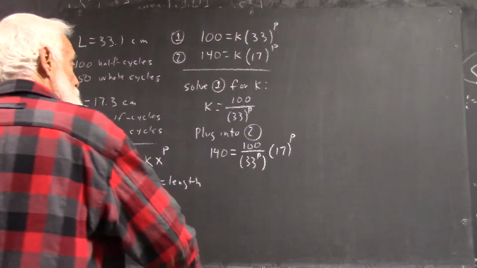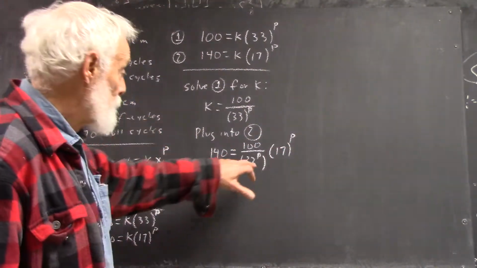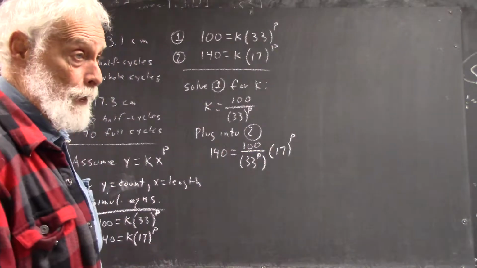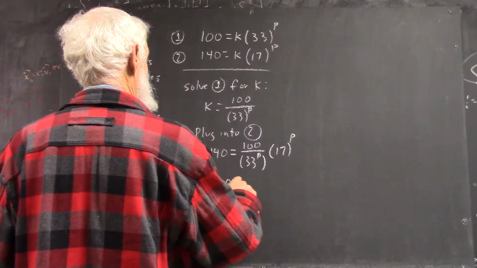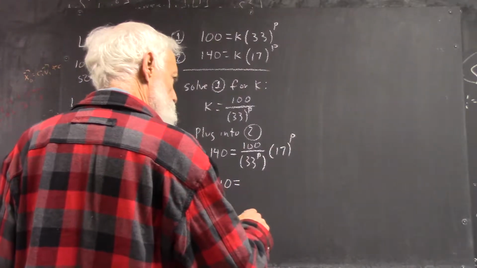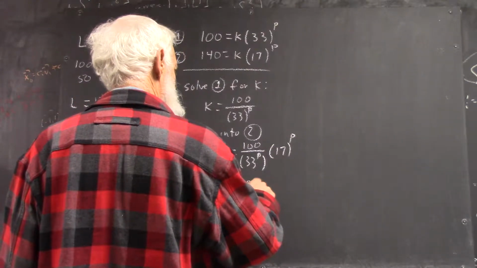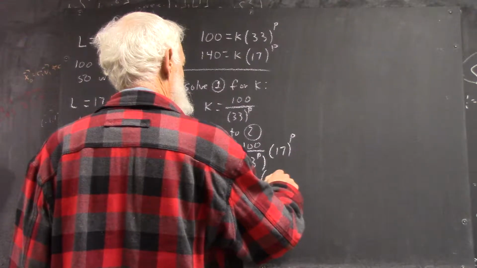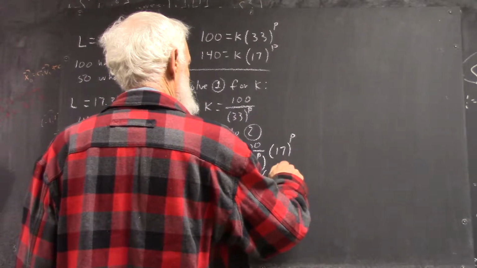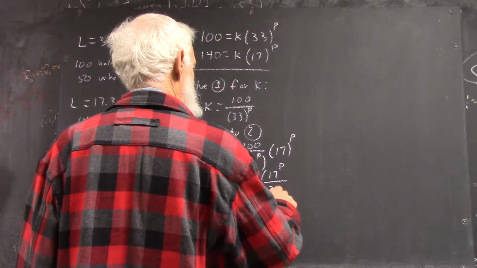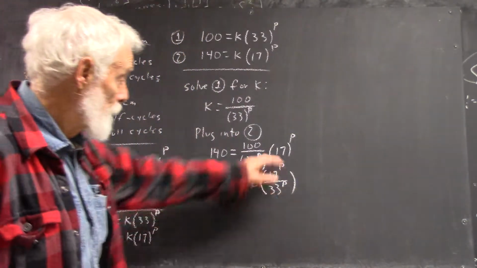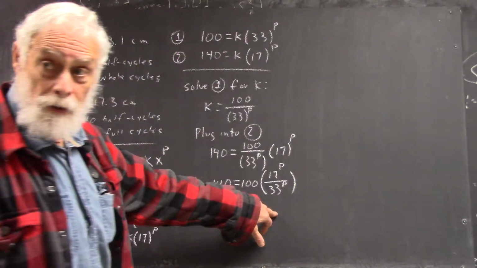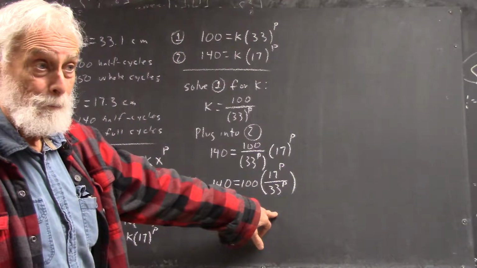Okay, so we got to solve for P. It's the only unknown we've got. Okay, well, with a little experience, you see that I could write this as 100 multiplied by 17 to the P divided by 33 to the P. Just rearrange it this way so the things that are to power P are together, right?